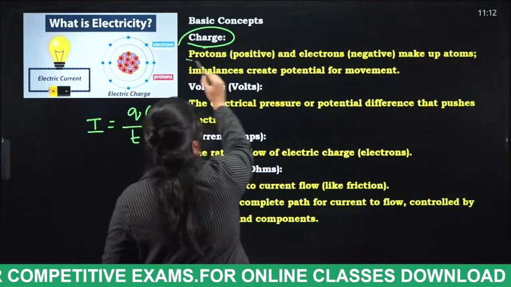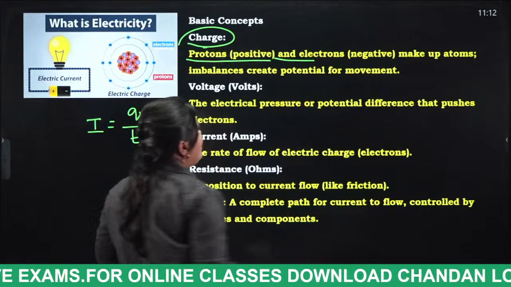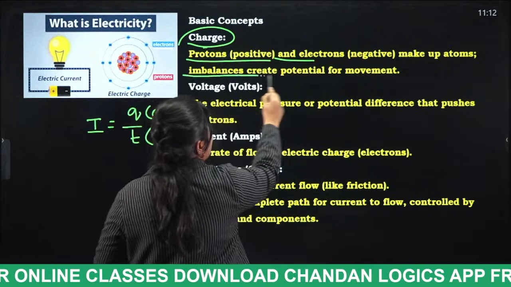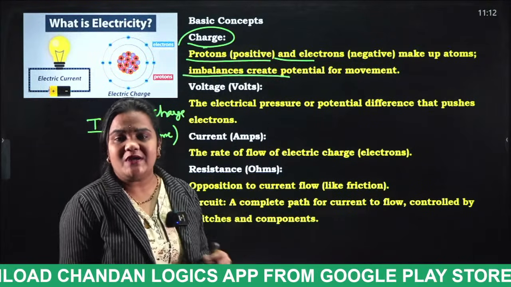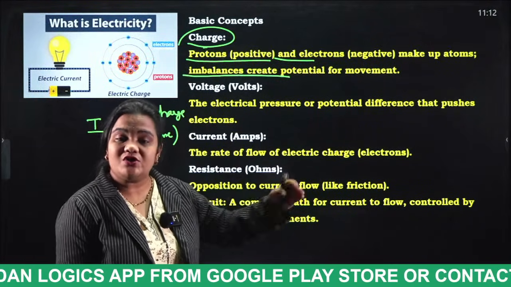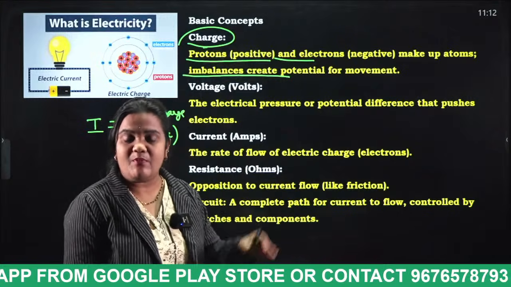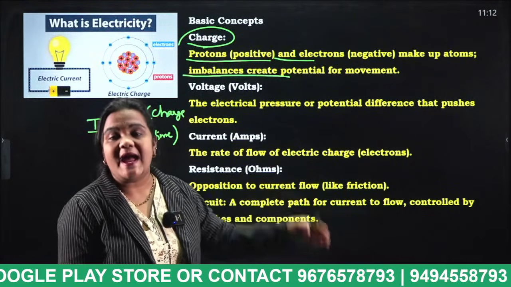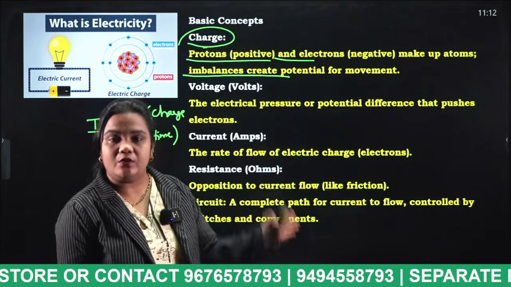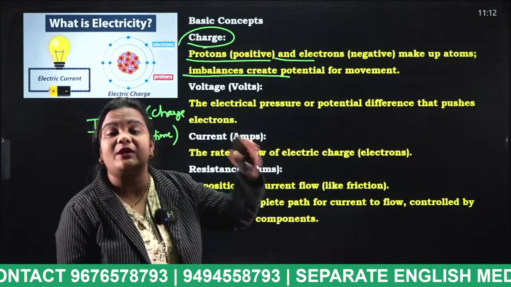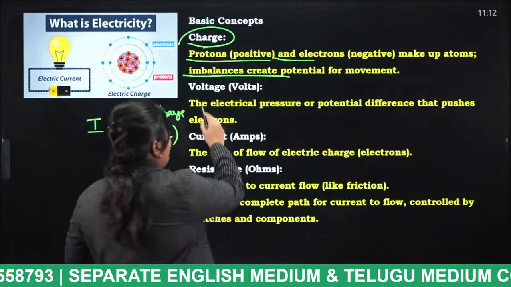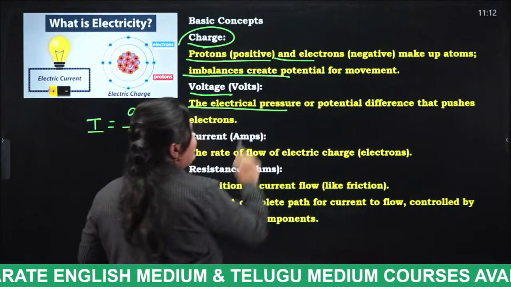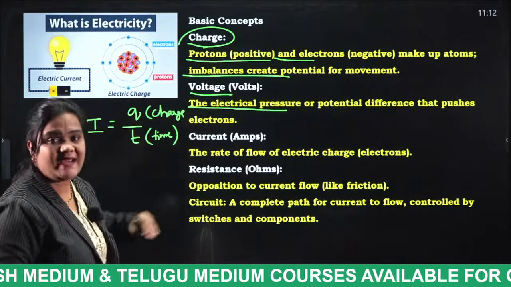Charge: protons positive and electrons negative make up atoms. Imbalance creates potential for movement. What do you mean by charge, students? Charge consists of positive charges and negative charges. Positive charges are nothing but protons and negative charges are nothing but neutrons. The flow of charges in a particular time is considered as what, students? Current or electricity.